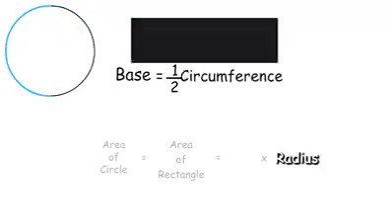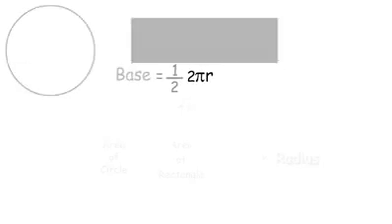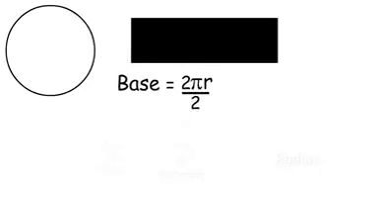Remember that the circumference is equal to 2πr. When we combine it with 1/2, the 2's cancel out, and base is equal to πr. So now base times height becomes πr times r.